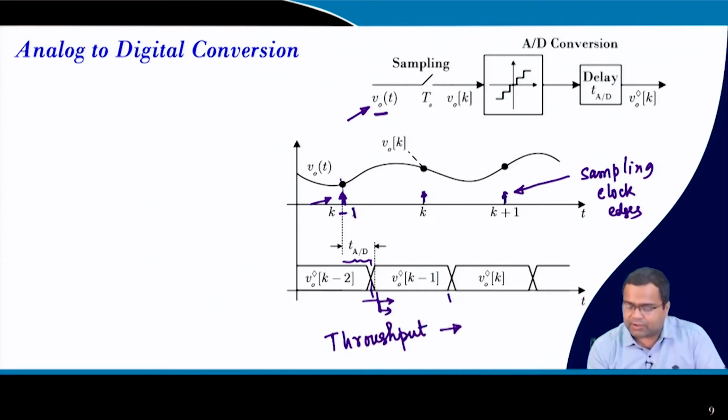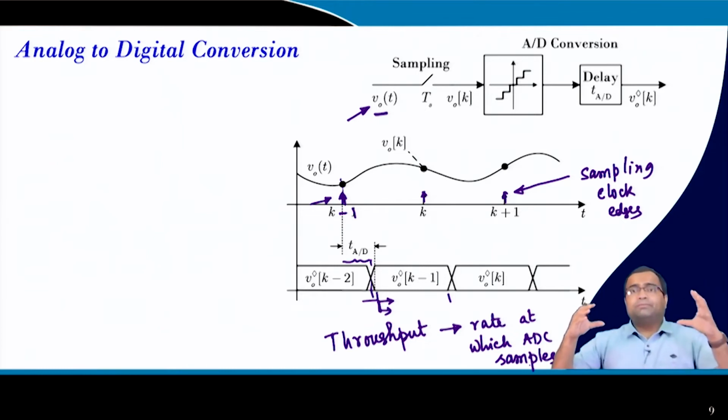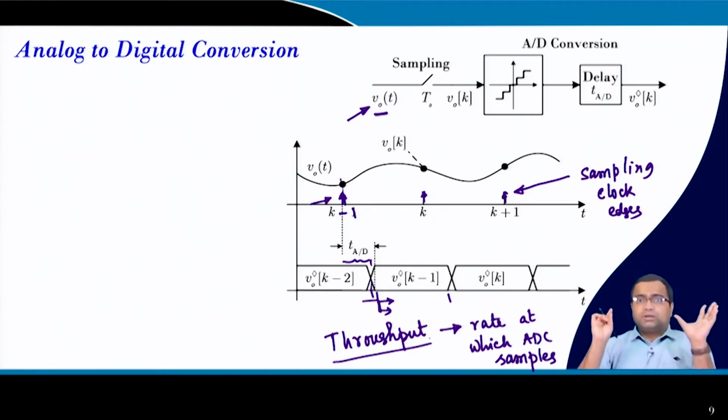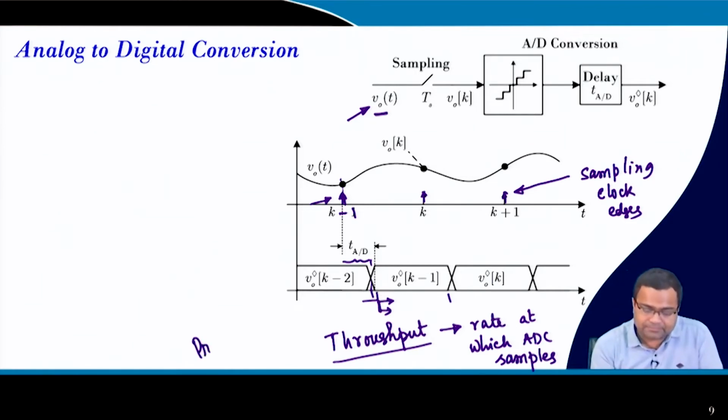This is the rate at which the ADC samples, right. That means whether you want to sample 50 mega samples per second or 10 mega samples per second, this rate will be decided by throughput. This is important, but more important for this power converter is the propagation delay.